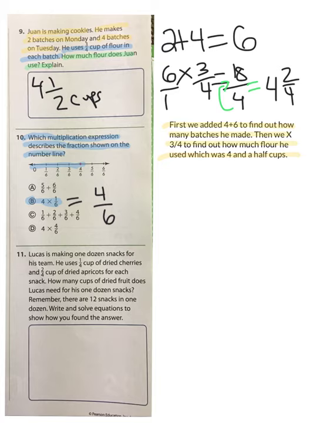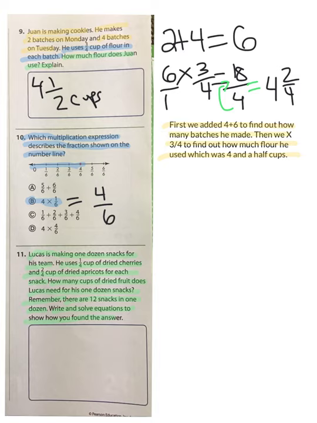Okay, last problem. And make sure you guys study, because this test is a little bit more difficult than the ones we normally do. We still also have to do the performance task, so we're going to finish this first. Number 11. Lucas is making 1 dozen snacks for his team. He uses 1/4 cup of dried cherries and 2/4 cup of dried apricots for each snack. How many cups of dried fruit does Lucas need for 1 dozen snacks? Remember, there are 12 snacks in 1 dozen. We need to write and solve equations to show how you found your answer.